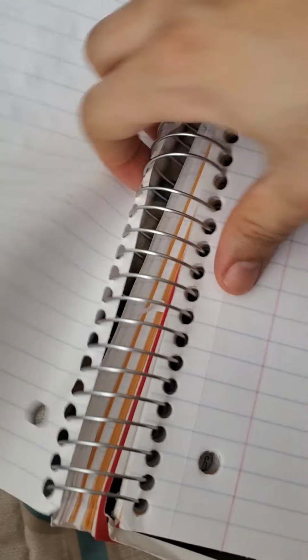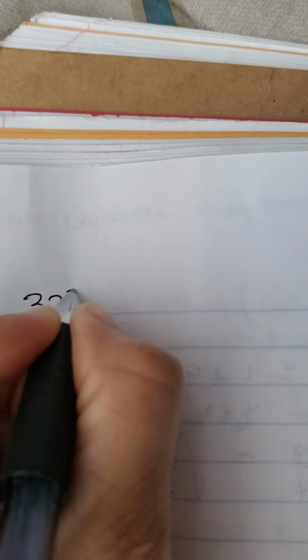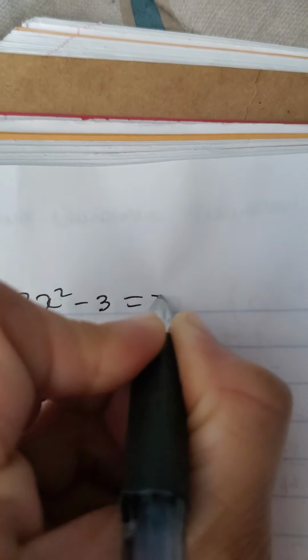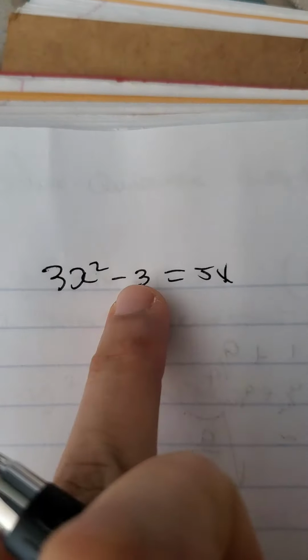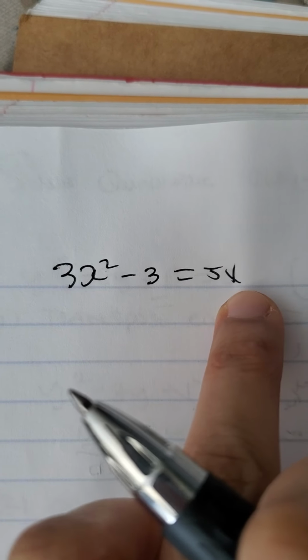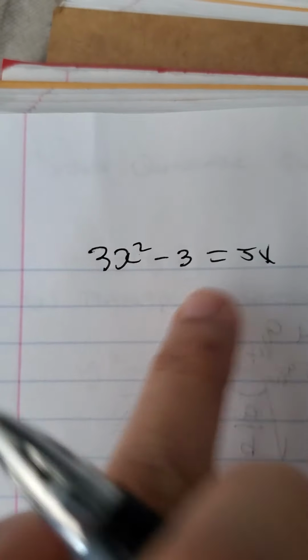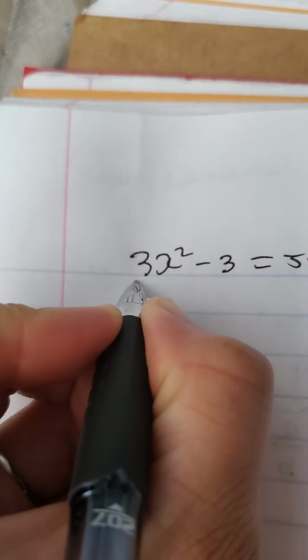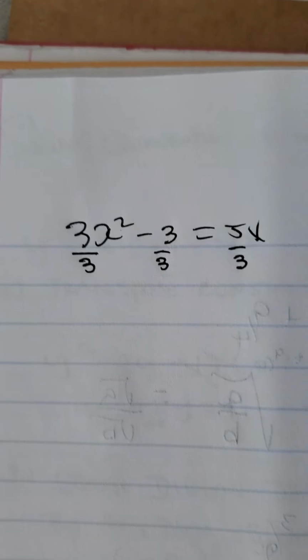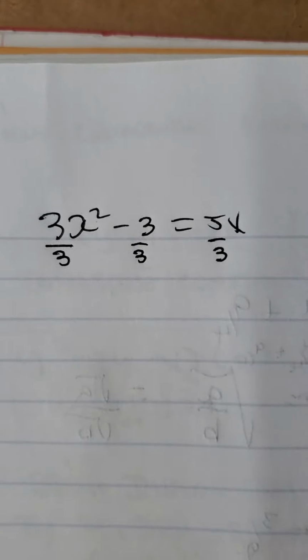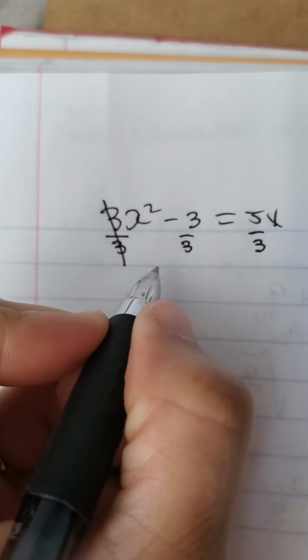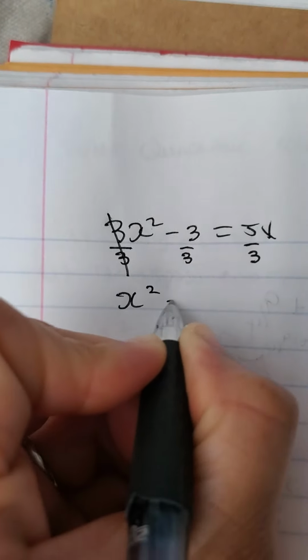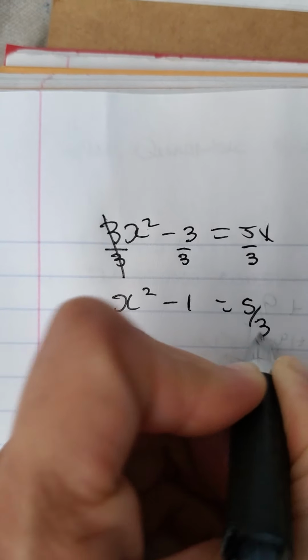So let's redo this. Let's start fresh. Here we go. So we have our equation 3x squared minus 3 equals 5x. We agree that the constant term should be on this side and the x term should be on this side. But what I'm going to do is make my leading coefficient 1 before I even take it there by dividing every term on both sides of the equation by 3, keeping with the rule that what you do on one side of the equation, you must do on the other side. So now I have x squared minus 1 equals 5/3 x.